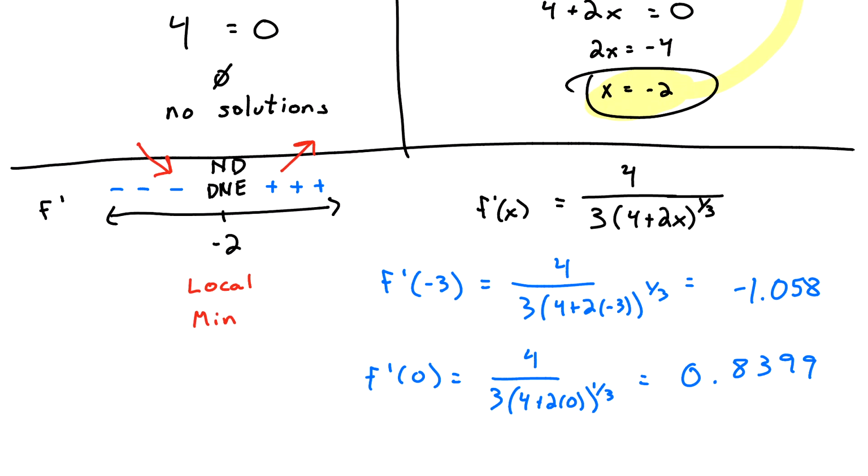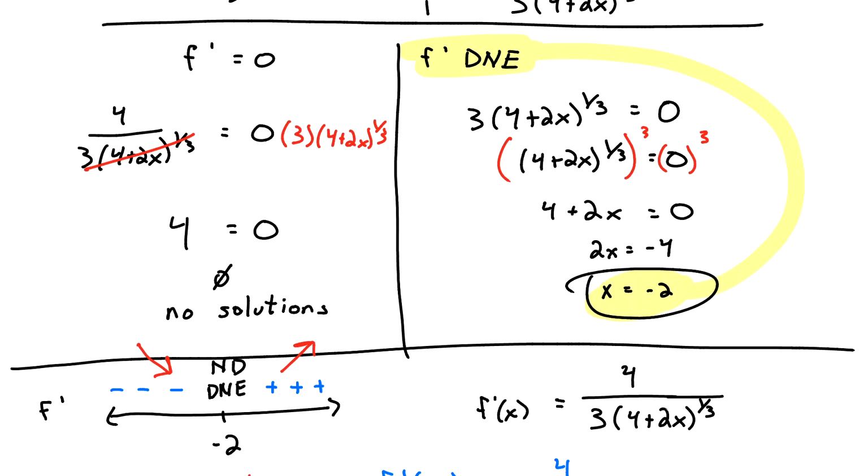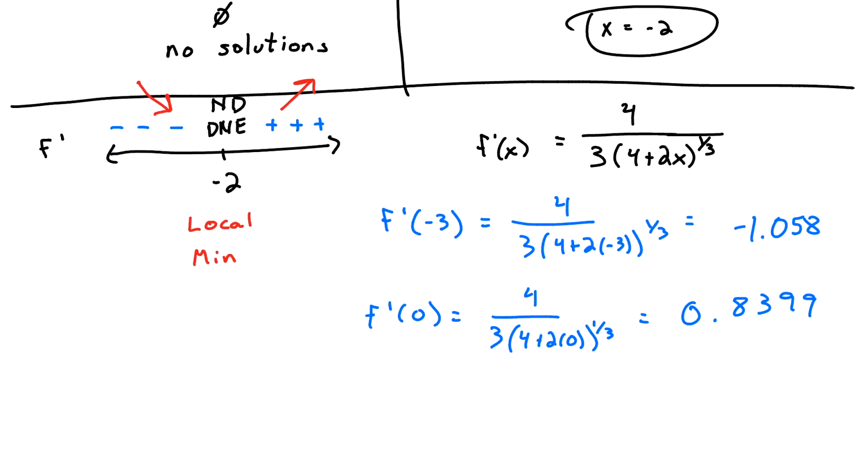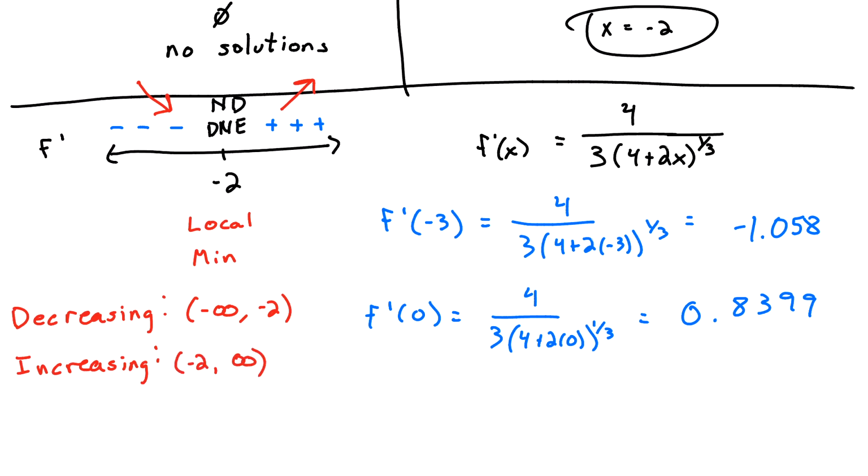Now notice one thing I didn't include with my number line. I did not say that we have a horizontal tangent line because we only have that horizontal tangent line at places where the derivative is equal to 0. And we didn't have any this time. Something different is going to happen. So let's see what we can say so far. We can say that our function is decreasing on -infinity to -2. And it is increasing on -2 to positive infinity.